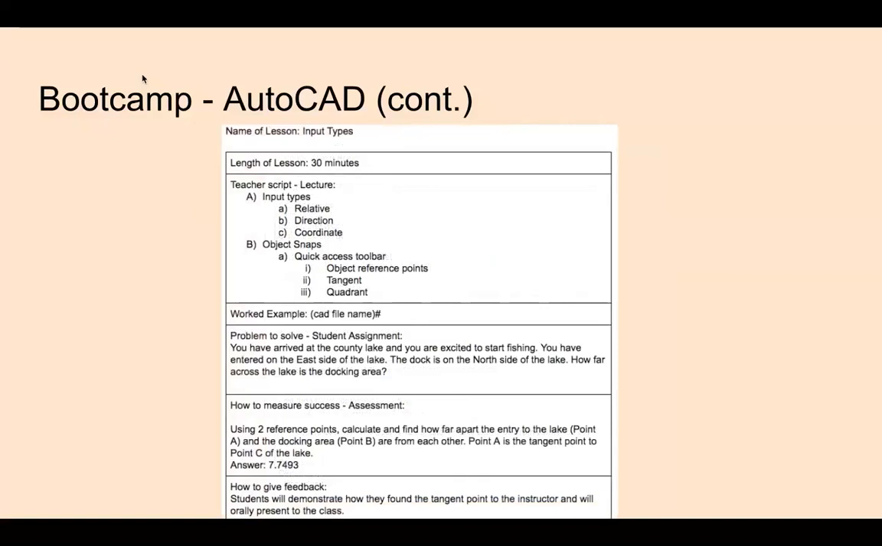So for input types, you could sit down and have a lecture on input types: relative, direction, or coordinate, and then talk about your object snaps, reference points, tangents, and quadrants. The students' problem to solve would be: you have arrived at a county lake, you're excited to start fishing, but you have entered on the wrong side of the lake, and the dock's on the north side. How far across the lake is the docking area? You can measure your reference points. This is a good lesson to talk about linear dimension or line dimension and how to toggle back and forth between the two.